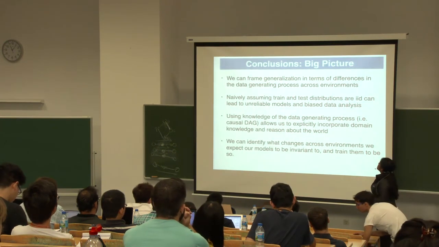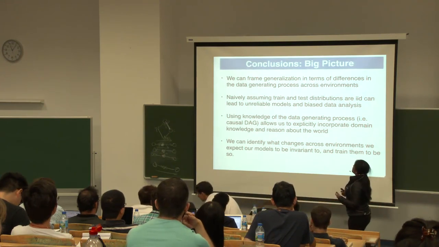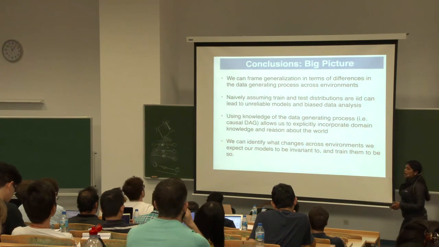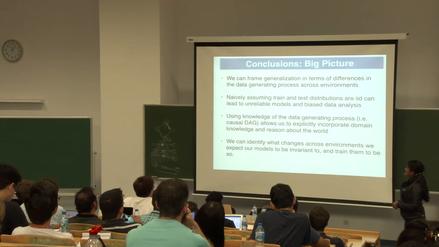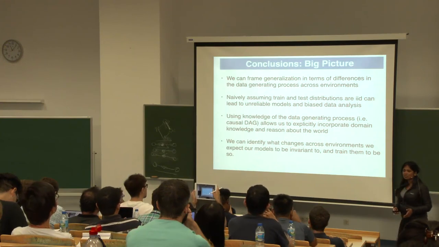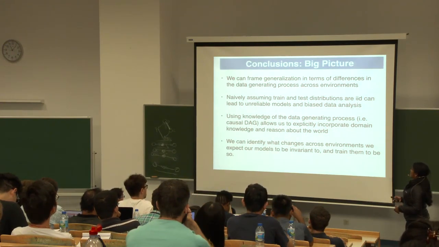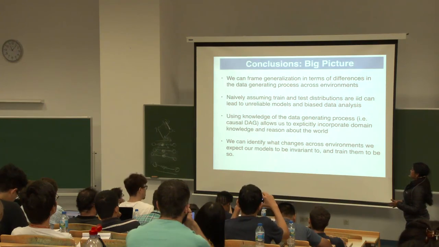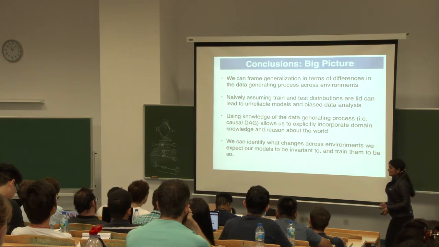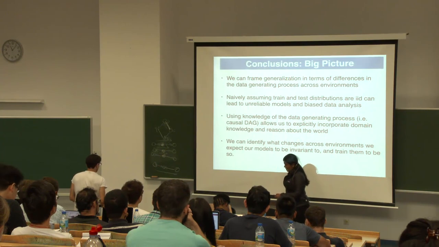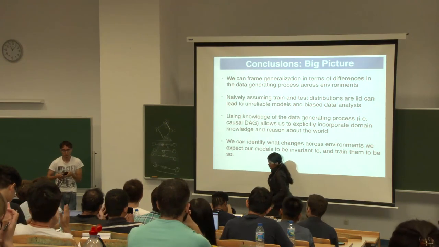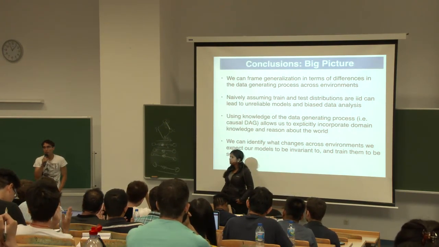Conclusions, big picture. We can frame generalization in terms of differences in the data generating process across environments. Naivism in training and test distributions that are IID can lead to unreliable models and biased data analysis. Using knowledge of the data generating process, that is the causal DAG, allows us to incorporate domain knowledge and reason about the world, and we can identify what changes across environments we expect our models to be invariant to, and then train models to be invariant to these. Right, that's kind of the key ideas. And with that, that's it. Thank you.